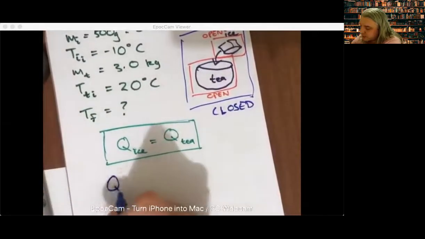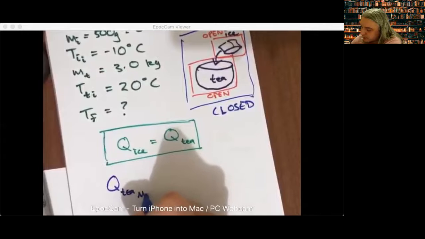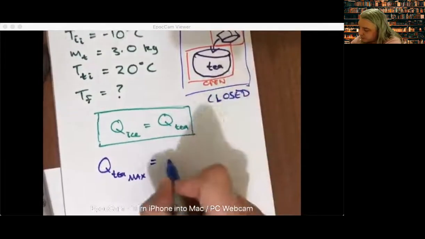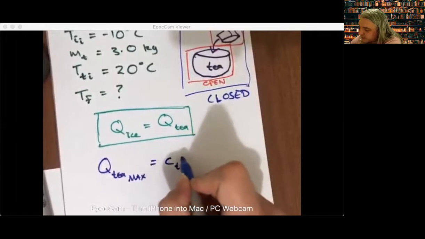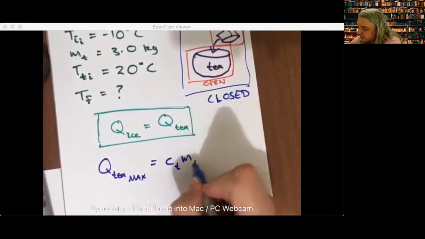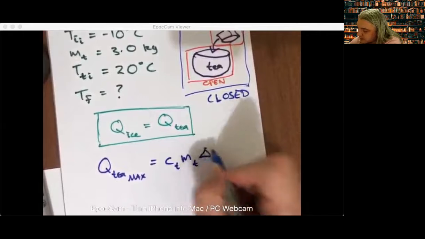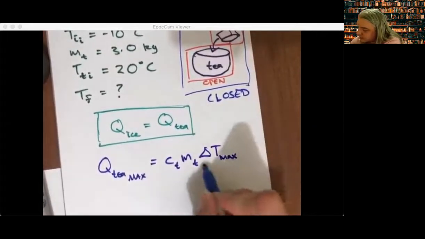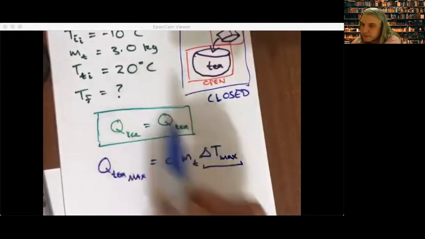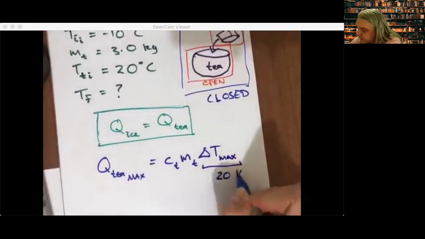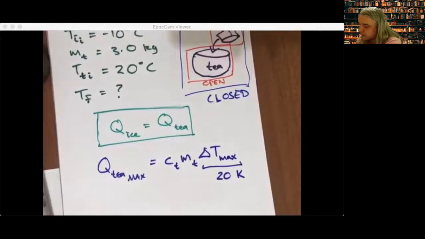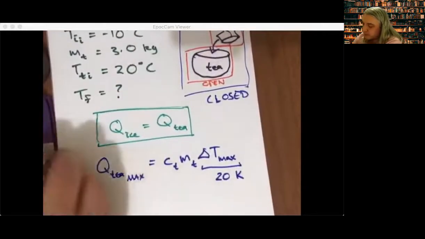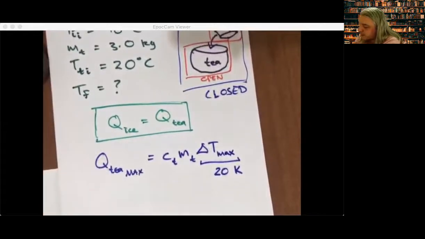All right, so the most energy the tea could lose, so Q_T max, is going to be equal to the specific heat capacity of the tea times the mass of the tea times the change in temperature of the tea. This is maximum for no phase change, right? So that means that this is going from 20 degrees down to 0. So that is a maximum of 20 Kelvin. 20 degrees C, 20 Kelvin, same thing, because we're talking about a step size, a change. So that means that our maximum heat we can lose is going to be that, and we know these values.